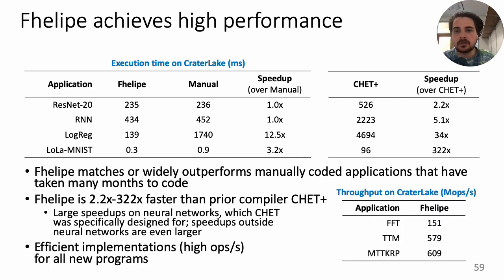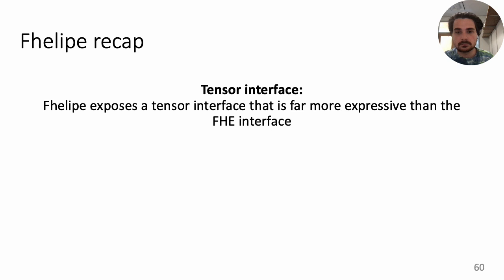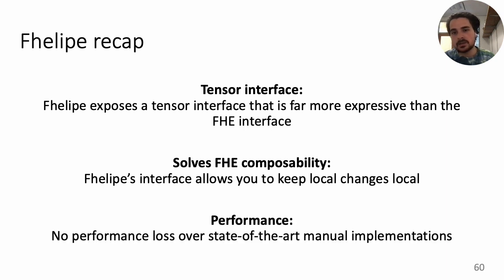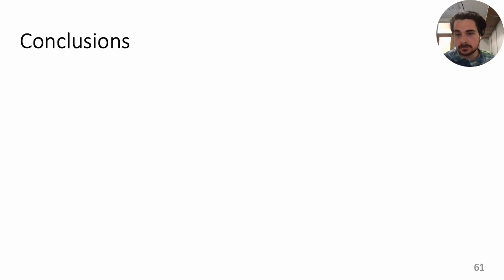We also see great performance for new programs. We quantify these results in the operational throughput they achieve. So we see here hundreds of millions of arithmetic operations per second. In summary, Felipe exposes a general, expressive tensor interface and solves the key issue of FHE composability. Local changes stay local. All of this while exceeding or matching the performance of manual implementations.